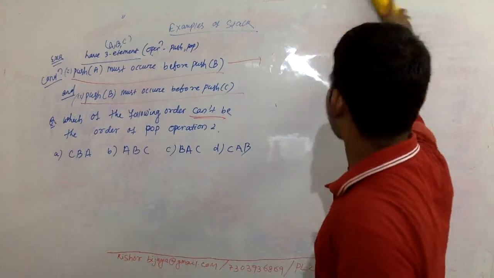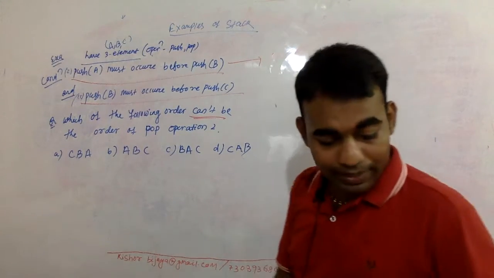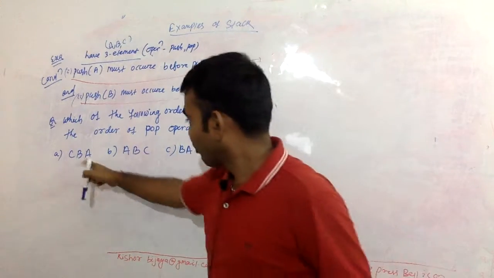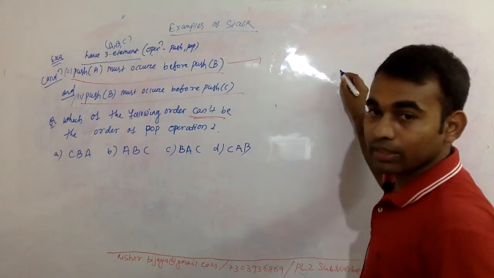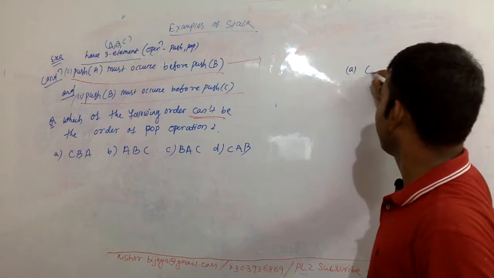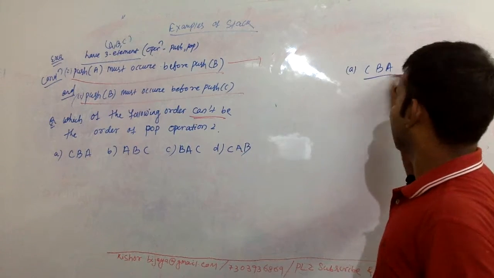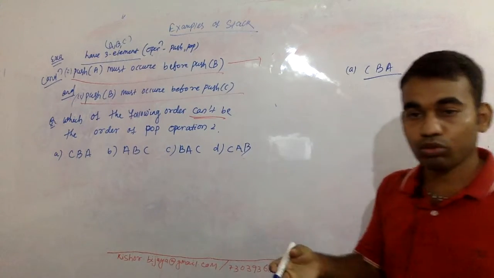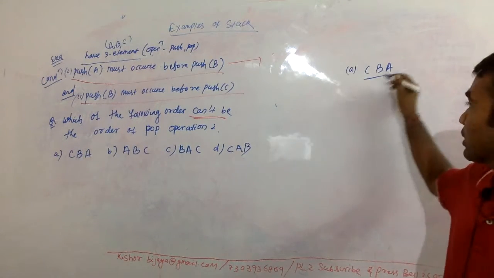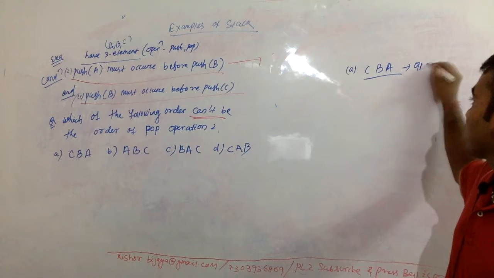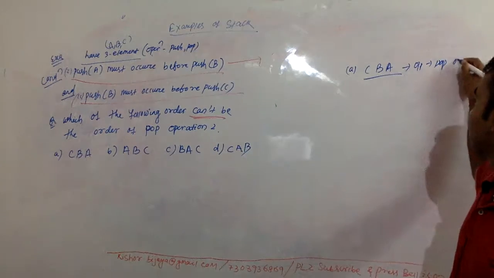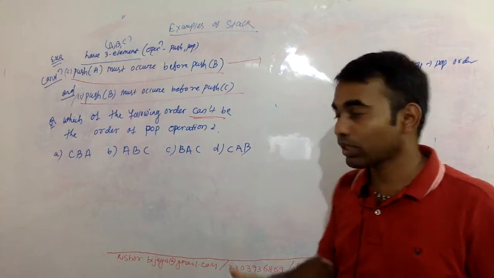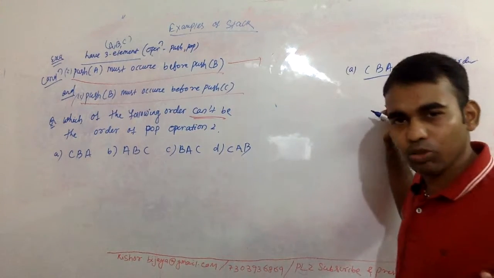So let's try to solve this. Let's start with the first one. Can this particular pop order be possible? Let's start with the first one, CBA. In which way should I push so that I get this output, or this pop order? That's what the question is, right?